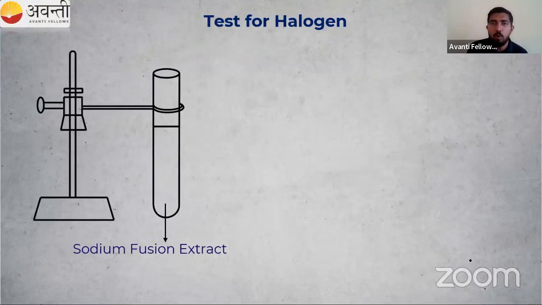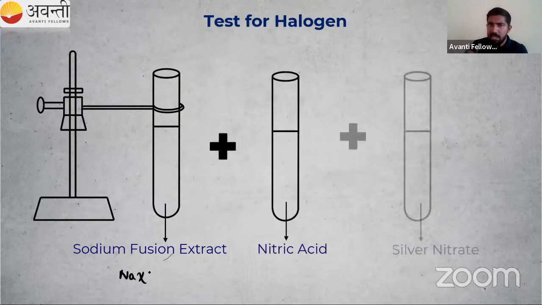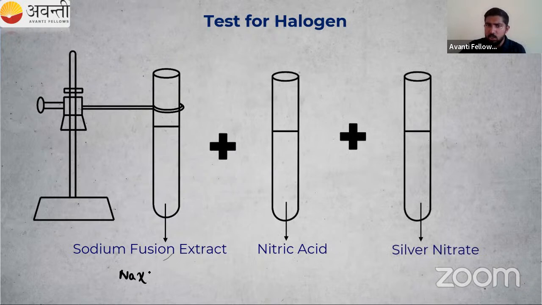So I have sodium fusion extract. That means sodium and halogen, that is X. So NaX is present. We have NaX here. Then after that, we are adding some nitric acid, then some silver nitrate. So nitric acid, you know, that is HNO3. Here we have HNO3. Here we have AgNO3.